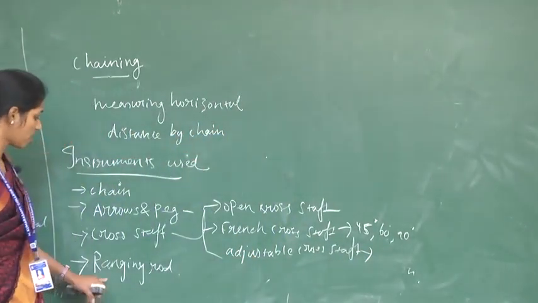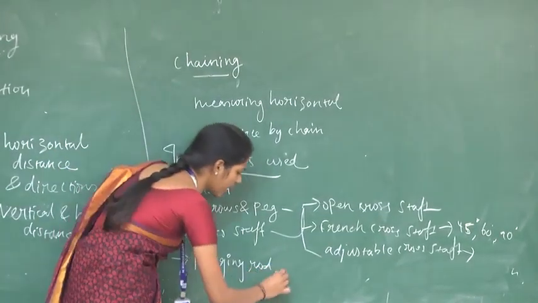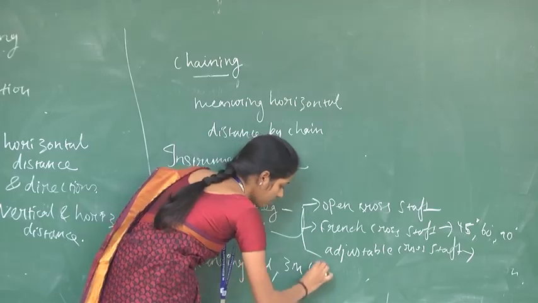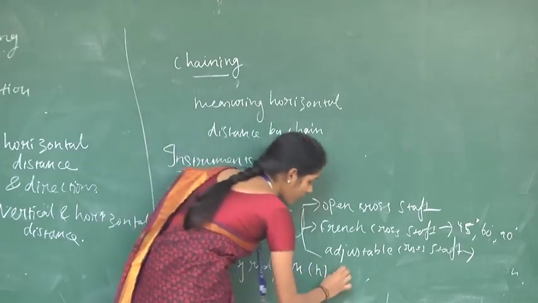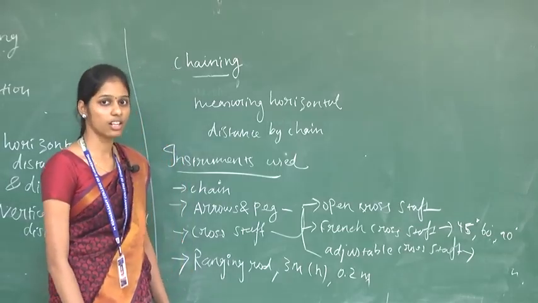Then ranging rod. Ranging rods are used for the purpose of ranging. They are generally 3 meters in height, and for every 0.2 meter they are alternatively painted with red and white.